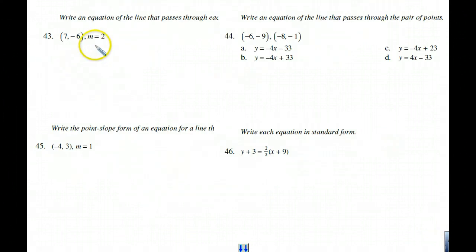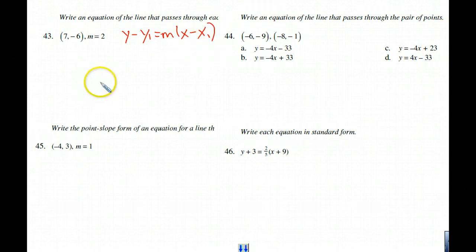Number 43, write the equation of the line that passes through, I'm guessing this point, with a slope of 2. So the equation we want to use is point slope. Anytime they give you a point and a slope, like they did here, a point, 7 comma negative 6, and a slope of negative 2, you want to use the point slope form. Okay, so we just plug everything in properly, shouldn't be too bad.